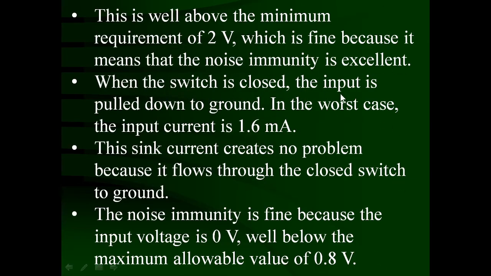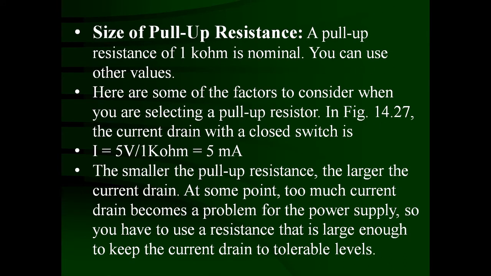So when the switch is closed, the input is pulled down to the ground. In the worst case, the input current is 1.6 milliampere. This sink current creates no problem because it flows through the closed switch to the ground. The noise immunity is fine because the input voltage is 0 volt, well below the maximum allowable value of 0.8 volt. Now, the question is this: what is the size of the pull-up resistance?